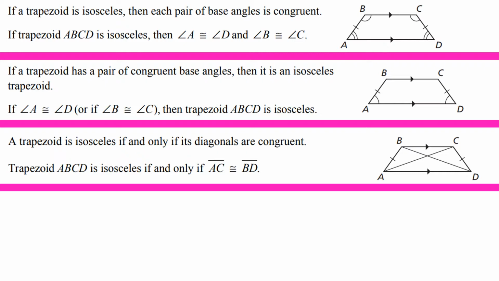Now, you got to be careful in this one. Just because the diagonals are congruent does not mean it has to be a trapezoid. Right? Rectangles also have congruent diagonals. Squares also have congruent diagonals. But if you know it's a trapezoid and the diagonals are congruent, then you know it's isosceles. Or if you know it's a trapezoid and you know it's isosceles, then you know the diagonals are congruent.